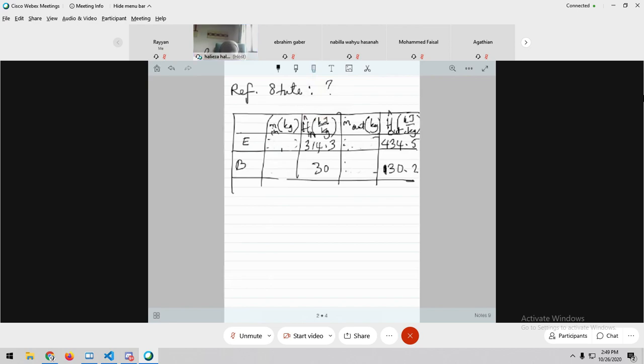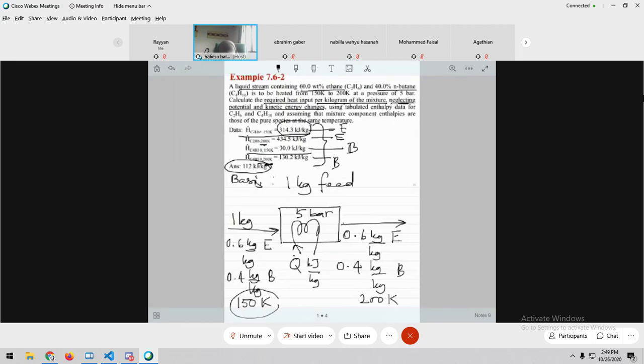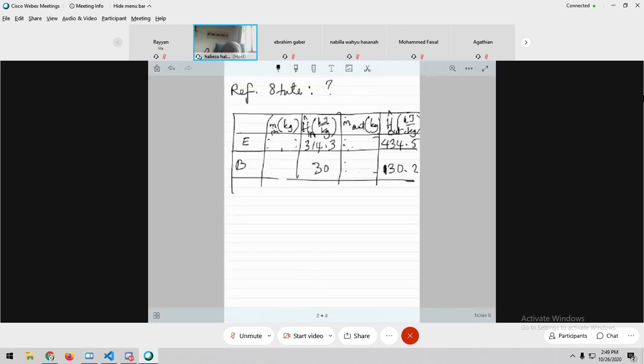Okay, now let's look at the value. What is the mass, guys, for ethane? Anybody? 0.6. Okay. You have the same amount coming in and the same amount going out. So this is your mass fraction, 0.6 for ethane, 0.4 for butane.